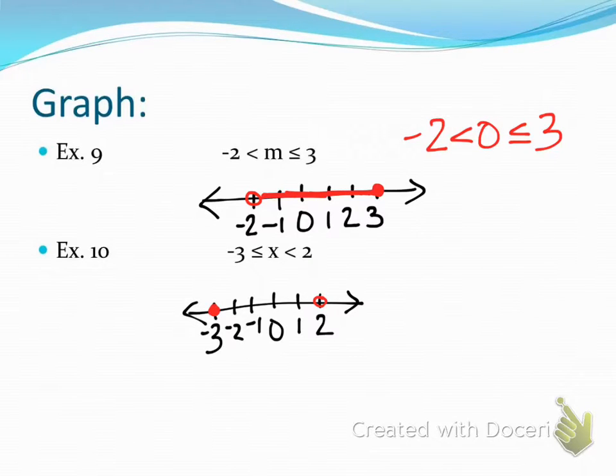Tariana, where should I shade? In the middle, in between those 2 points. If x is in between -3 and 2, that's where I'm shading.